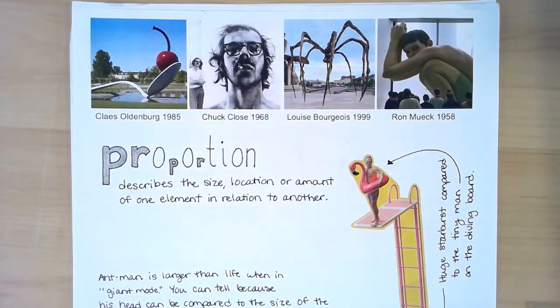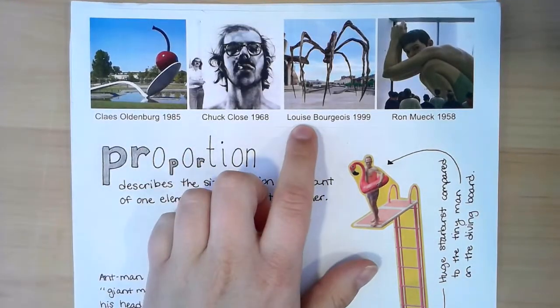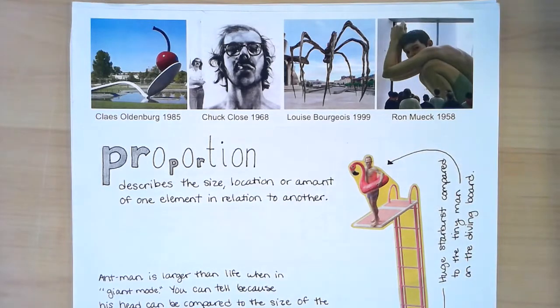We have been spending some time talking about the principle of proportion. That is a very unique principle that we will be discussing this semester. So we talked about Claes Oldenburg, Chuck Close, Louise Bourgeois, and Ron Mueck, and how they use proportion to create unique artworks by scaling things super, super big. But proportion also talks about making things super, super small, or having one part of something.